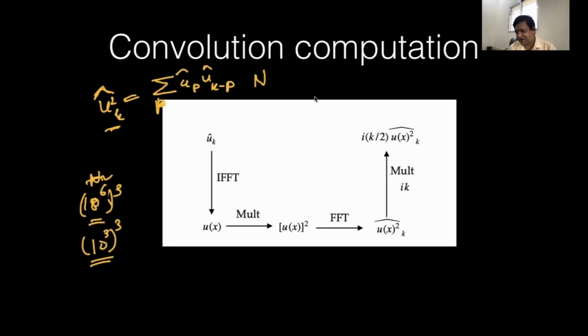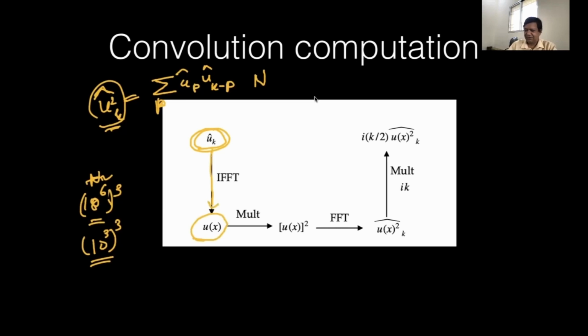But there's a nice trick to solve this problem. We don't compute this nonlinear term using convolution, but using the Fourier transform, which saves time. How do I do it? I have this Fourier mode u hat k. I do the inverse Fourier transform, so I get u in real space, u(x).